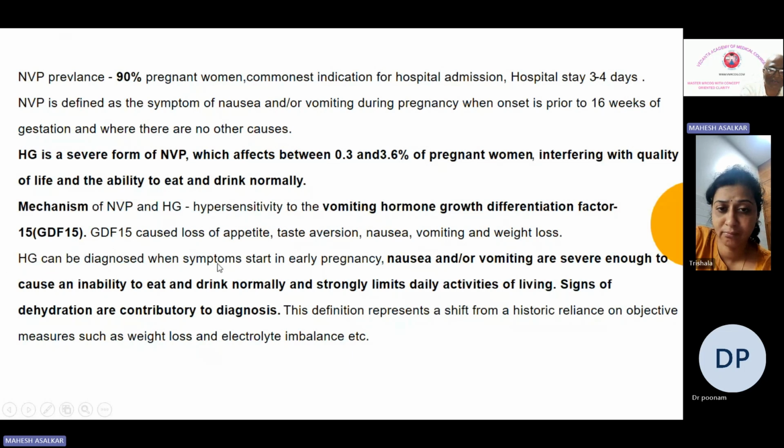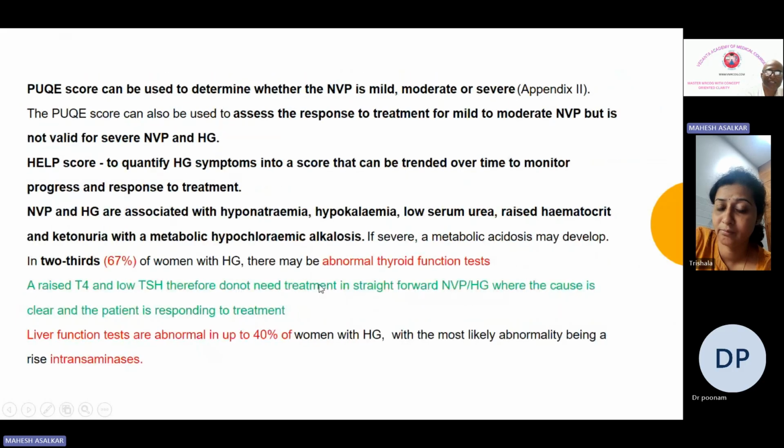Hyperemesis gravidarum can be diagnosed when symptoms start early in pregnancy. Nausea and vomiting are severe enough to cause inability to eat and drink normally, strongly limit the daily activities of living, and signs of dehydration contribute to the diagnosis. So, actually, this particular guideline was updated recently. If you read the previous guideline, a lot of weightage was given to the weight loss and electrolyte imbalance, etc. But now the guideline says more about the quality of life, that is inability to eat and drink normally, etc. So that is the little difference in the guideline.